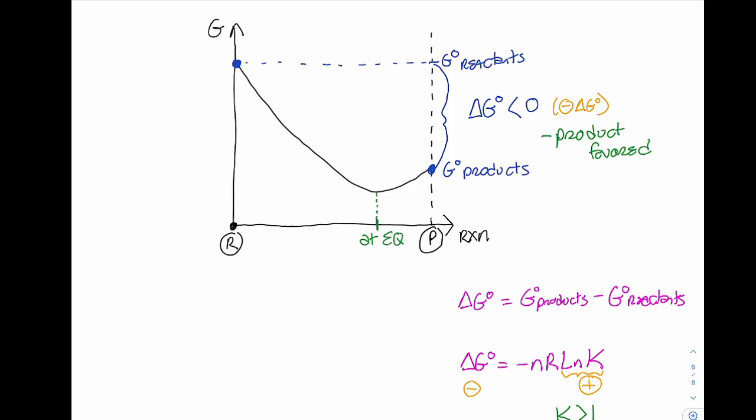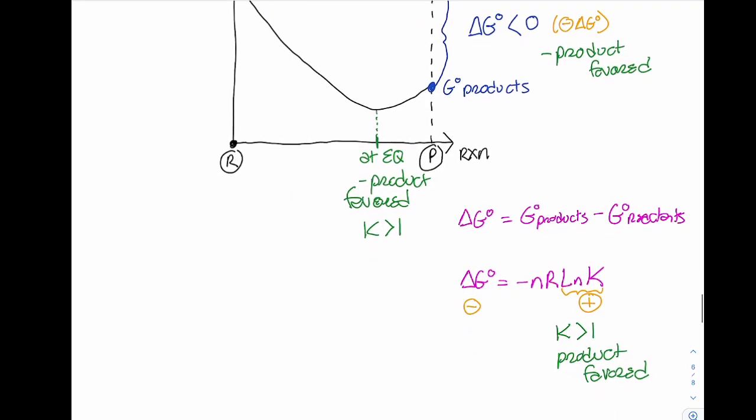And remember how I said that we want to make sure that that low point is right of center, right? We want it closer to products. The reason we wanted that is because we are product favored at equilibrium. Right? Our value for our equilibrium constant is going to be greater than 1. Right? And we're reasoning that through using this equation.